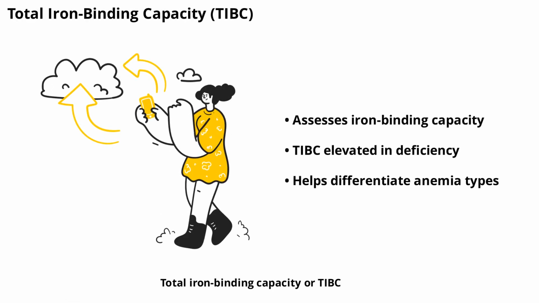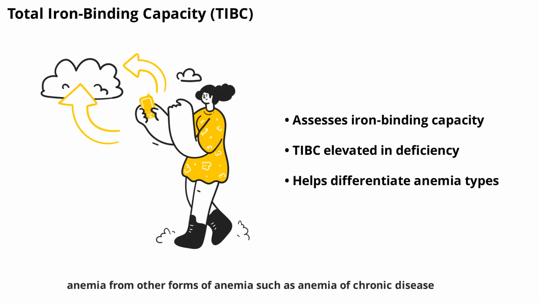Total iron binding capacity, or TIBC, assesses the blood's capacity to bind iron with transferrin, the main iron transport protein. In iron deficiency anemia, TIBC is typically elevated as the body increases transferrin production in an attempt to capture more iron. This test helps distinguish iron deficiency anemia from other forms of anemia, such as anemia of chronic disease, where TIBC is often normal or decreased.